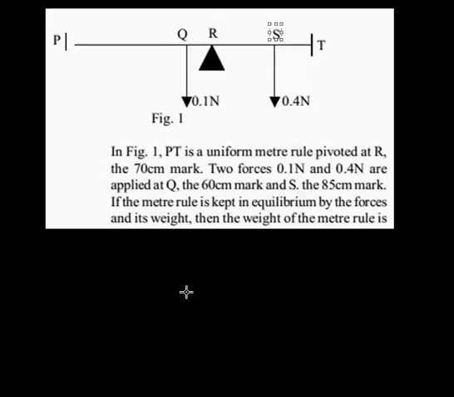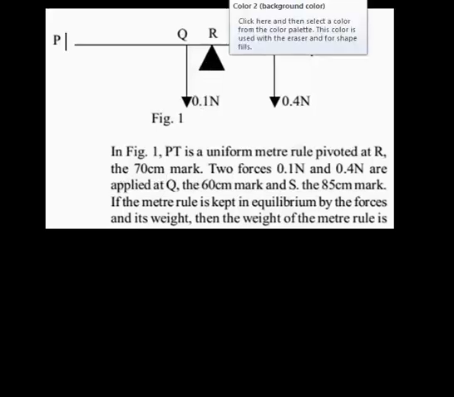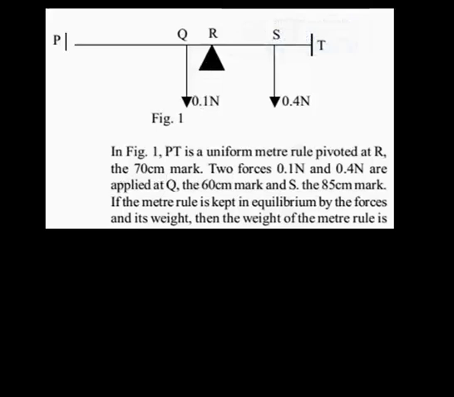Okay, so now you can read the question. So if PT is a uniform meter rule pivoted at R, okay, here's our pivot, the 70 cm mark. So R is this, R is the 70 cm mark. So I can just come to R and just make sure that, okay, so R is 70 cm. So point R is the 70 cm mark.